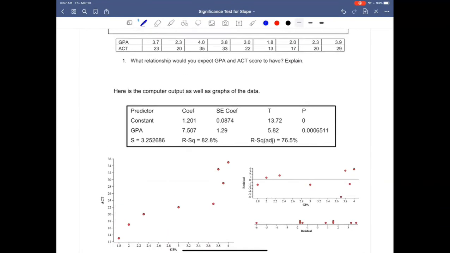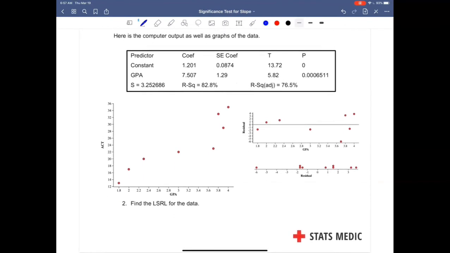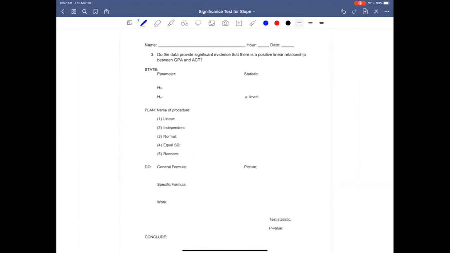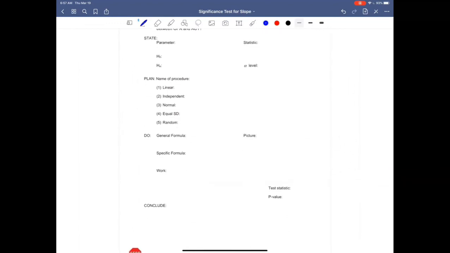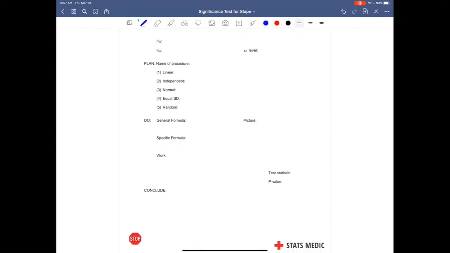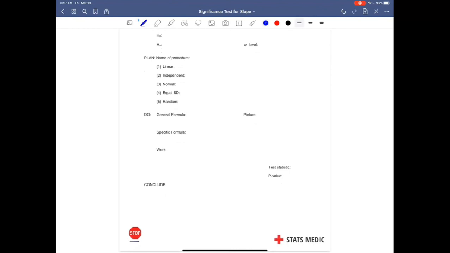So the first page is mostly just that information with a couple of questions. And then if you look at the second page of the activity, this is where we'll get into the four-step significance test with state, plan, do, conclude. So you have everything that you need in order to complete this activity. You'll notice the stop sign here after you finish your conclusion from the significance test. So you're going to go ahead and work all the way through the activity and then come back to check your answers. So go ahead and pause the video now.